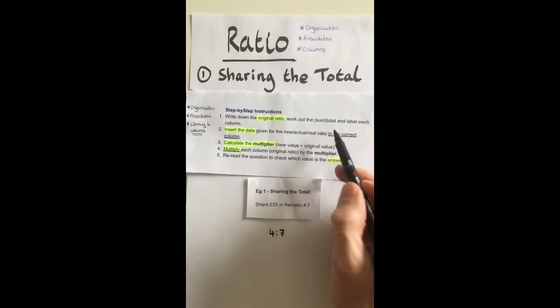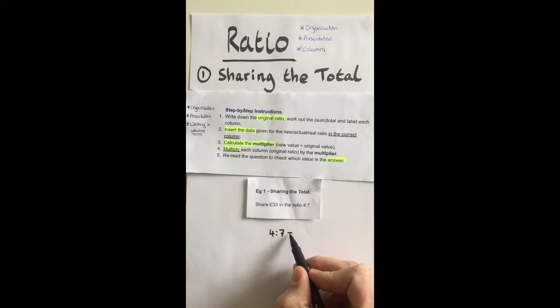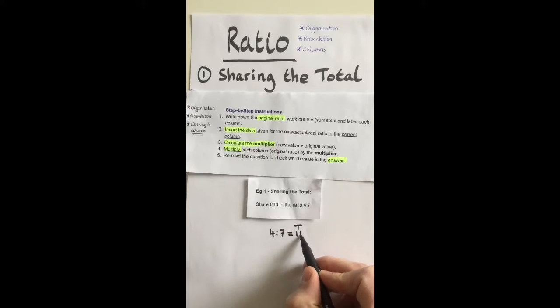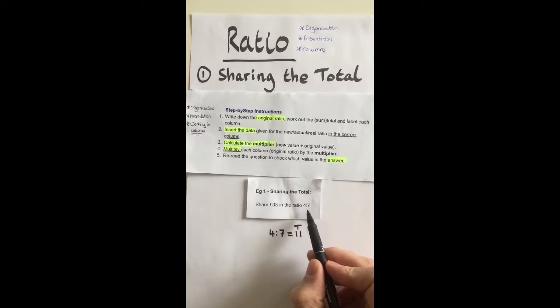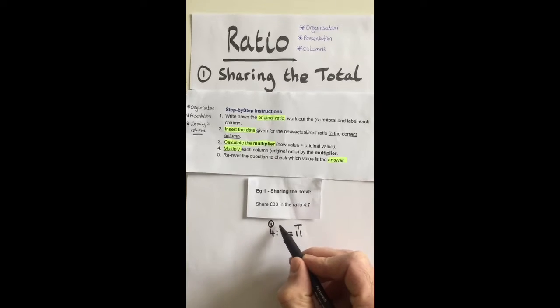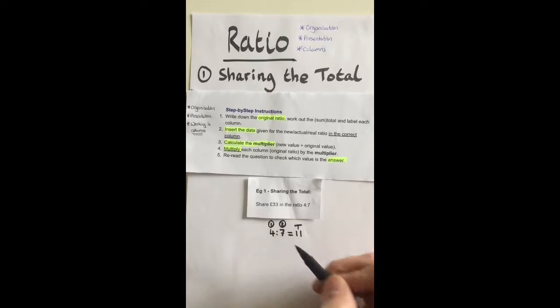Work out the sum total. So the sum of 4 and 7 is our total of 11. And label each column. Well, in this example, they don't have names for the two groups in the ratio, so we'll just call them group 1 and group 2.